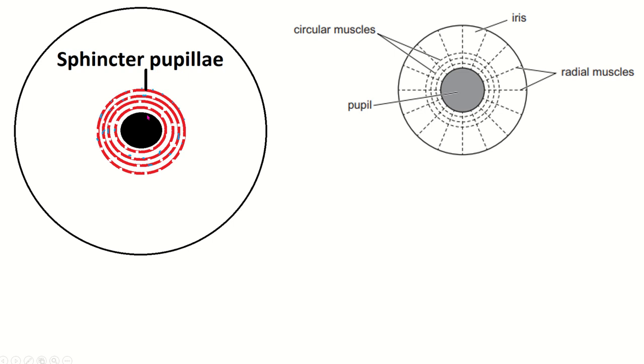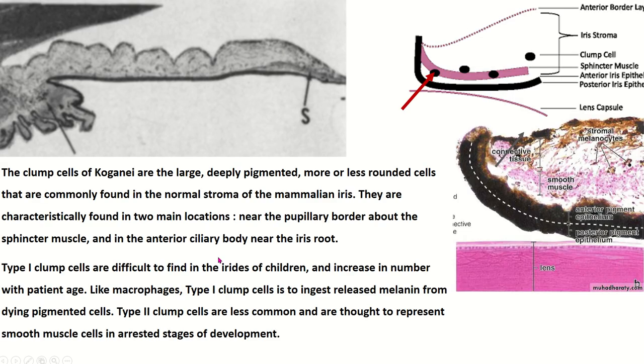This is the arrangement of the smooth muscle cells in the sphincter pupillae muscle. Contraction of this muscle reduces the size of the pupil. This is the arrangement of the smooth muscle cells in the dilator pupillae muscle. They are radially arranged, and contraction of this muscle dilates the pupil.